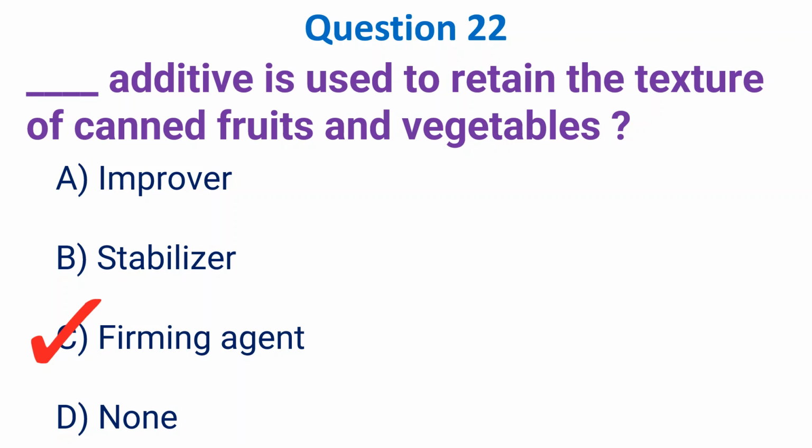The second one can be the stabilizer, which is an agent added to the food product to increase its stability and thickness by helping the food remain in an emulsion or retain its physical characteristics.